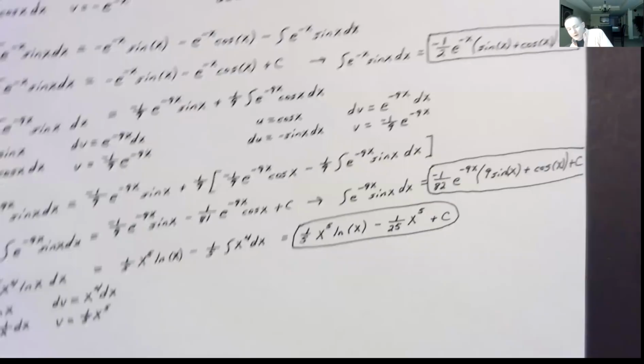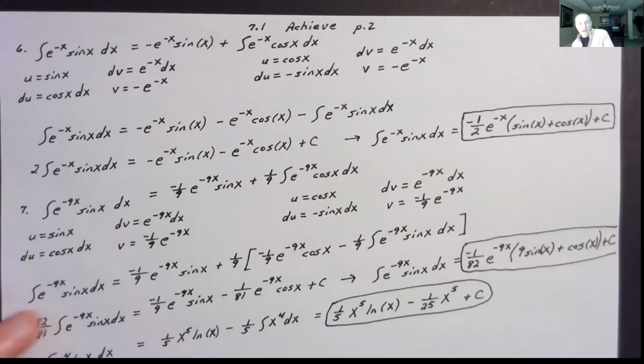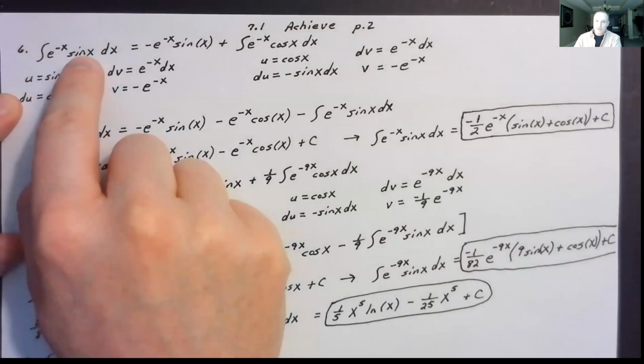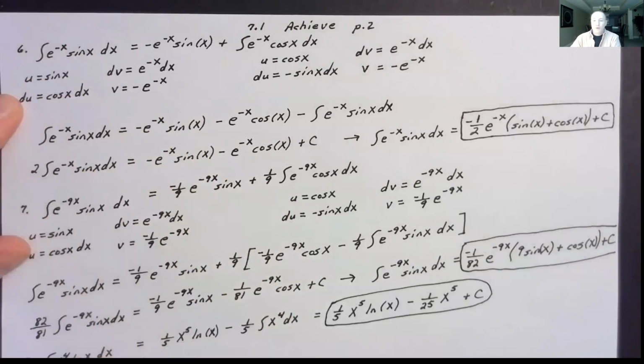Now, if we move on to a problem like number 6, it gives me the integral of e to the negative x sine x with respect to x. And so I can say, well, all right, I have an exponential and a trigonometric function. This is one of those problems where I immediately need you to recognize it's a cycling problem. It's a problem that we're going to have to solve out algebraically.